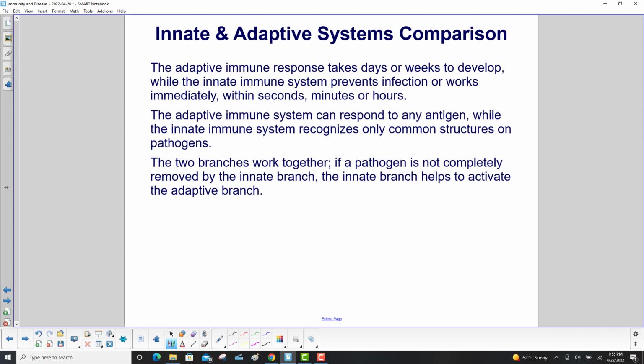So what have we seen in these 2 systems? Well, the adaptive immune response takes days or weeks to develop, while the innate immune system prevents infection or works immediately, within seconds, minutes, or hours. The adaptive immune system can respond to any antigen, while the innate immune system recognizes only common structures on pathogens. However, the good thing for us is the 2 branches work together. If a pathogen is not completely removed by the innate branch, it helps to activate the adaptive branch. It's kind of like it's calling for help from the adaptive branch.